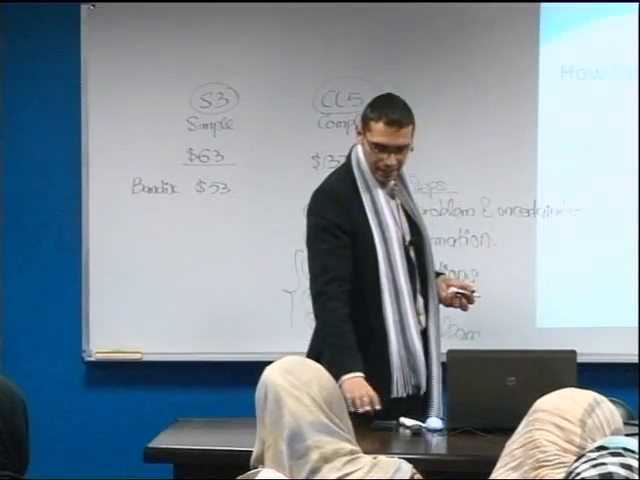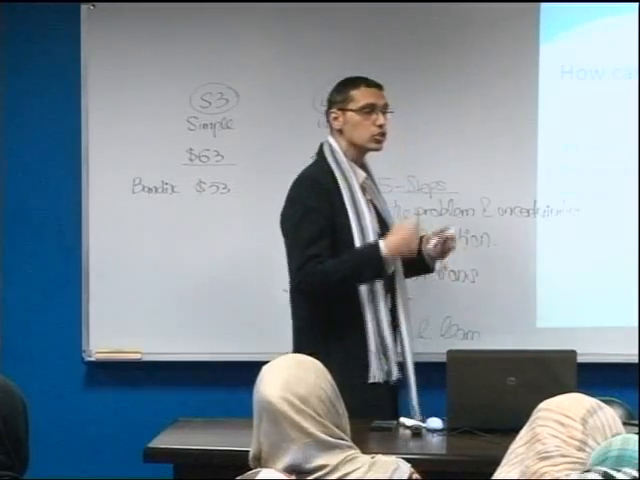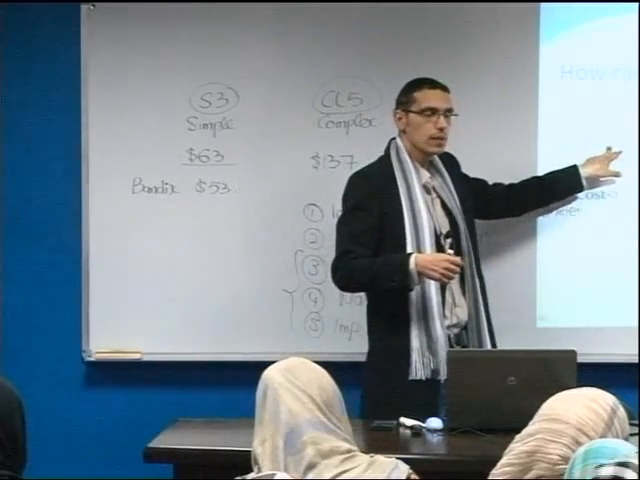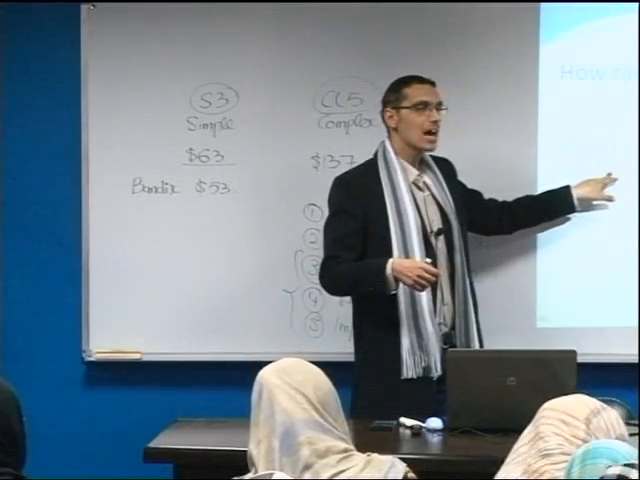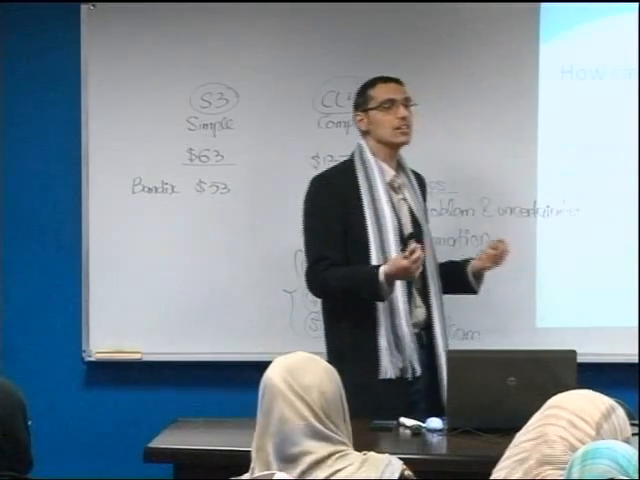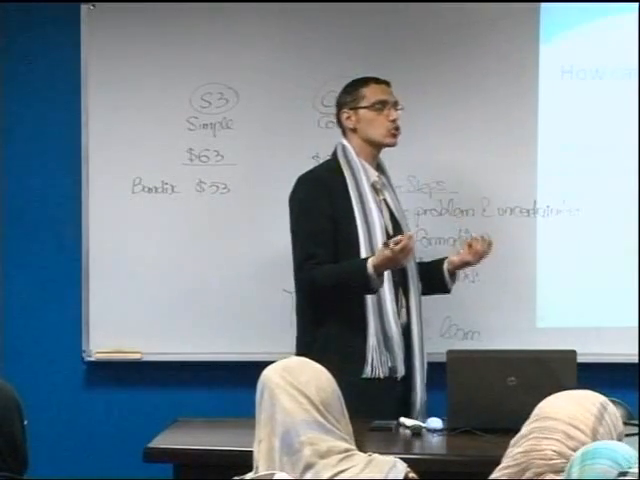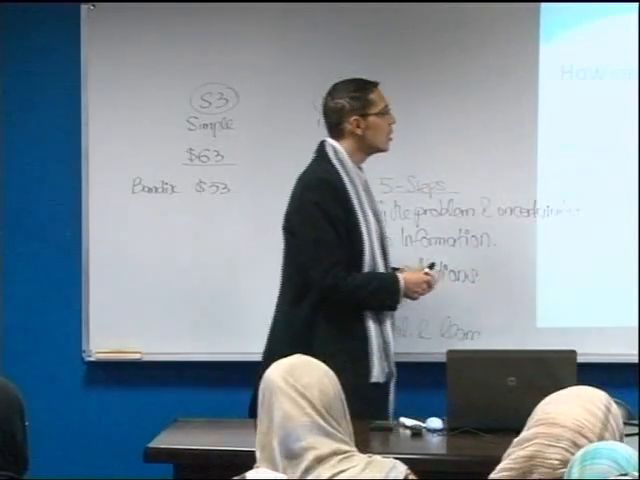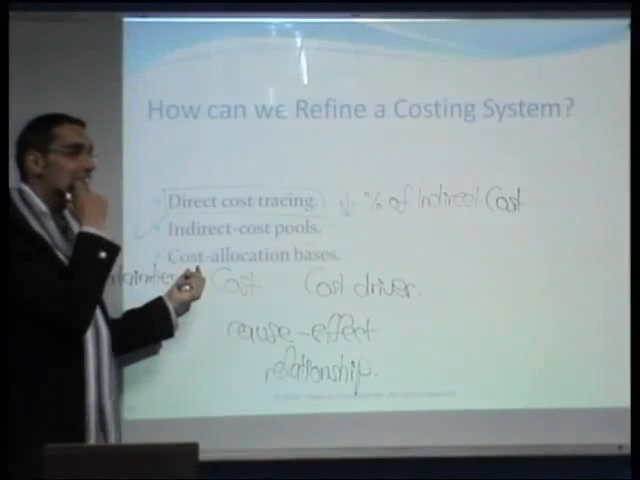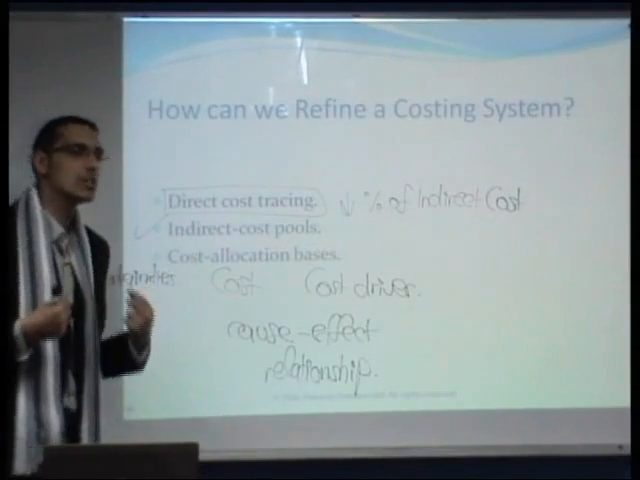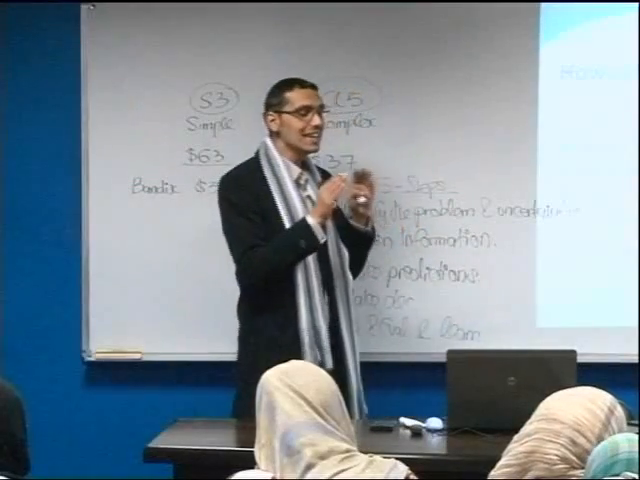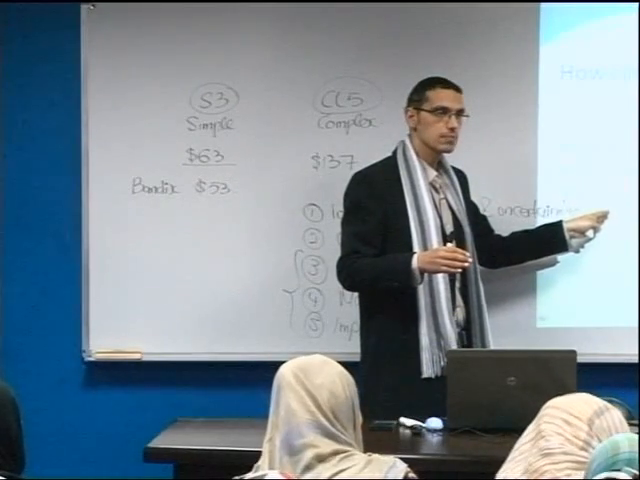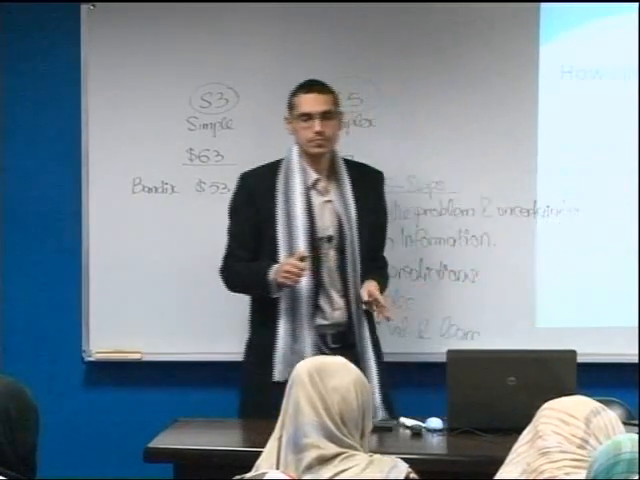Therefore, in this case, in order to refine our costing system after tracing more and more direct costs, after separating the indirect cost into more and more cost pools with more and more allocation bases, we also can analyze the cost drivers we have been using, because the cost driver needs to have a cause and effect relationship with the cost. Any questions?